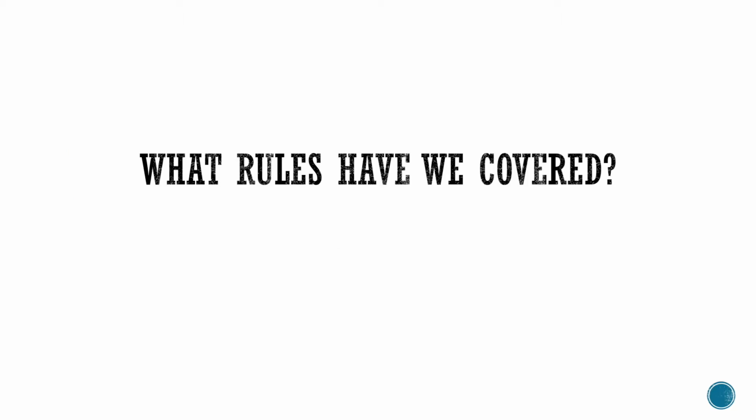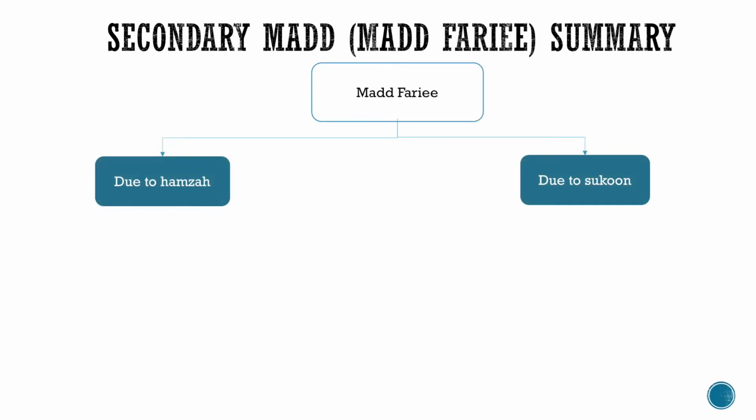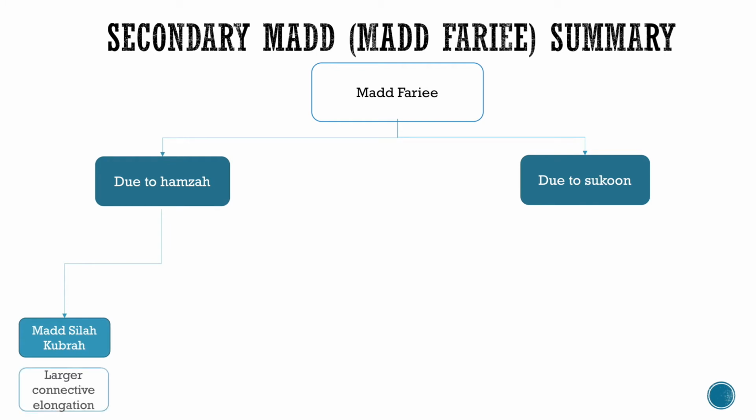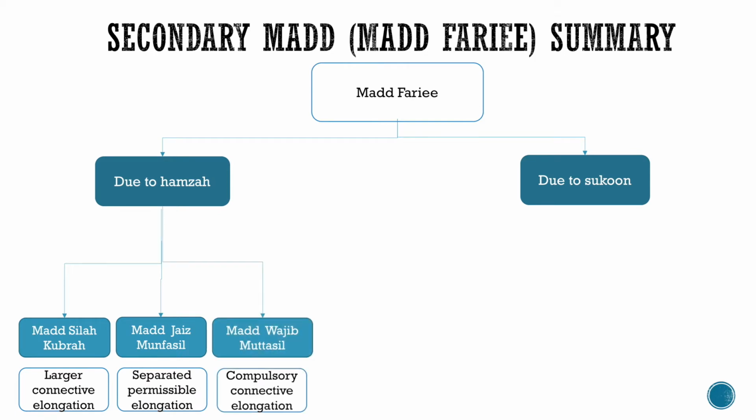So what rules have we covered so far? For the secondary Mad Fari'Ee, we know that it has two branches, Mad Fari'Ee due to a Hamza and Mad Fari'Ee due to a Sukoon. Mad Fari'Ee due to a Hamza consists of three types of Mad. Mad Sila Kubra, which is a larger connective elongation. Mad Jaiz Munfasil, which is separated permissible elongation. And Mad Wajib Muttasil, which is compulsory connective elongation.